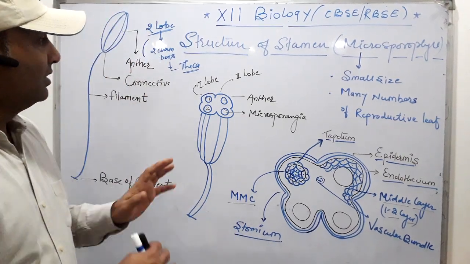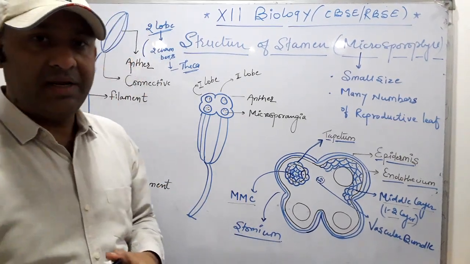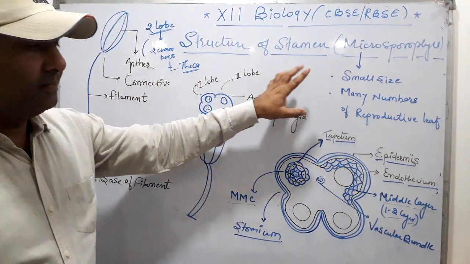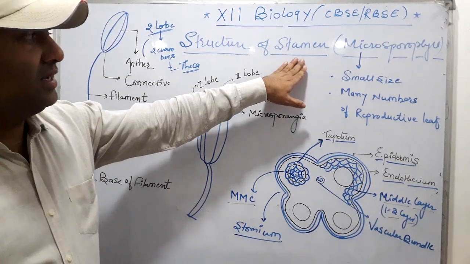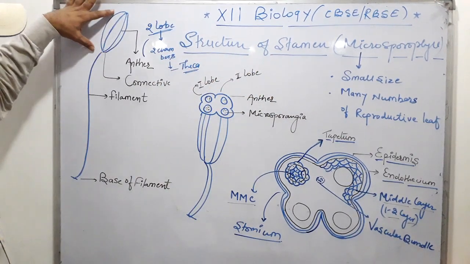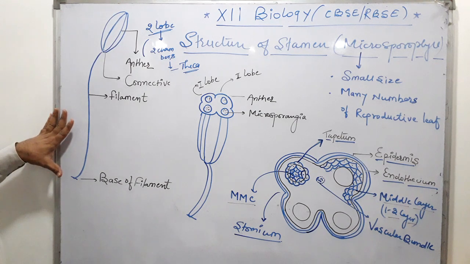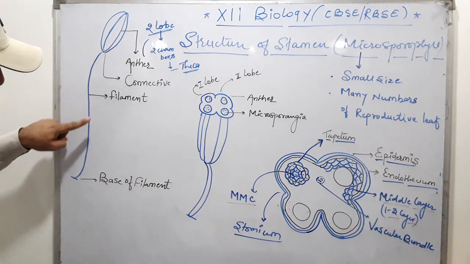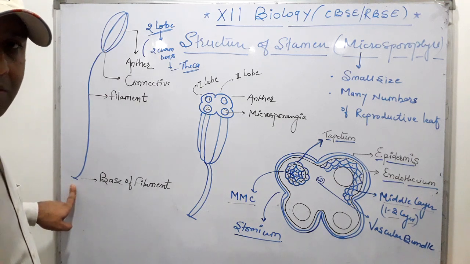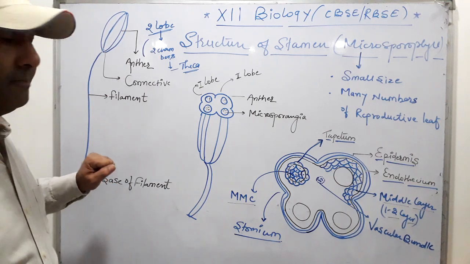Clear? So let me repeat this term, which is very complicated: structure of a stamen or microsporophyll. The stamen is the male reproductive part in an angiosperm flower. It consists of the anther and the filament. Clear? The filament is a long thread-like structure which attaches the anther to the base of the flower.